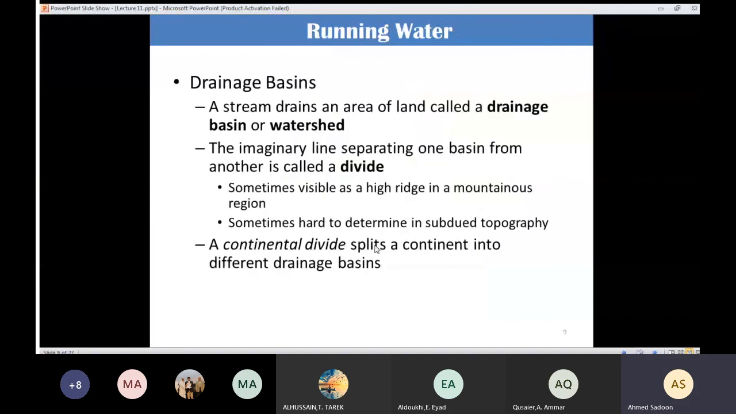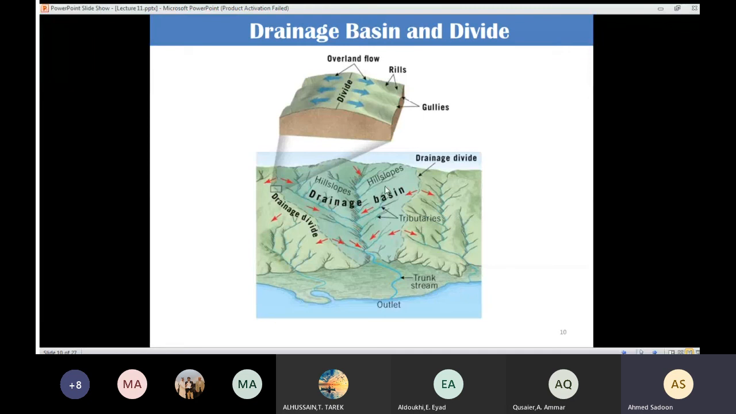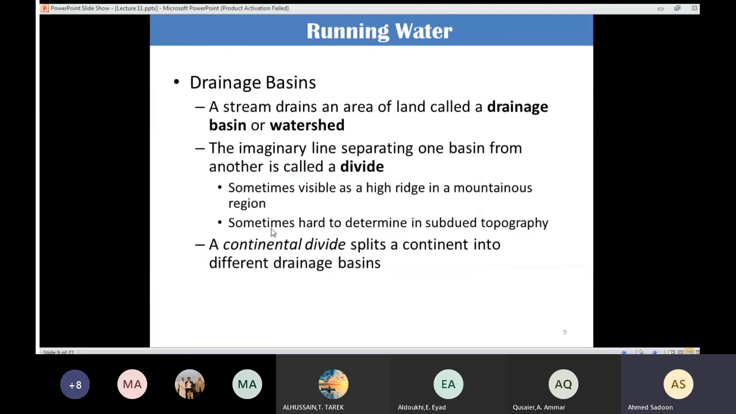and sometimes it's visible as a high ridge in a mountain region. So if you have a mountain region like this one, the line is going to be visible. You can see it. Okay, but if you have subdued topography, which means that the levels are similar to each other, it's difficult to see the divide line. Okay, so we have something called the continental divide. It splits a continent into different drainage basins. So the divide could divide a continent into different drainage basins.